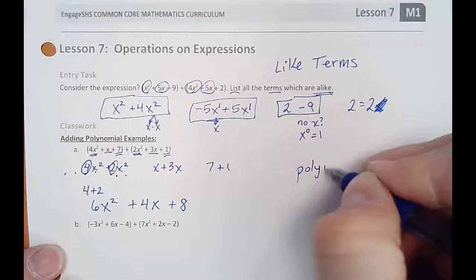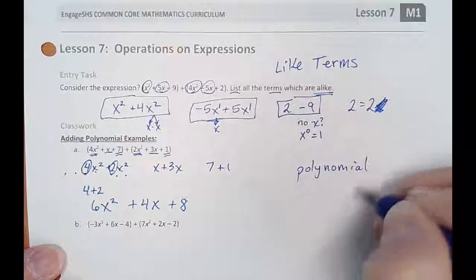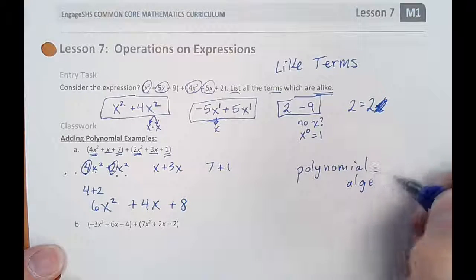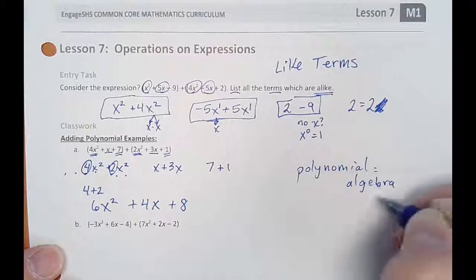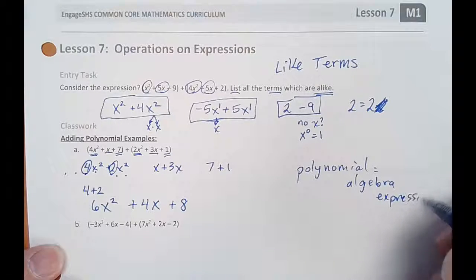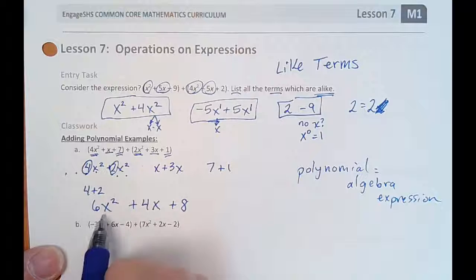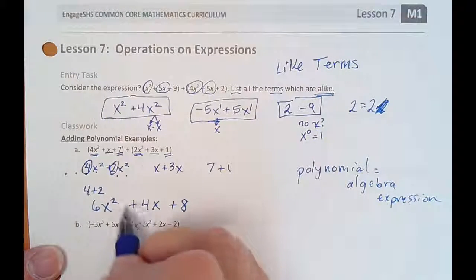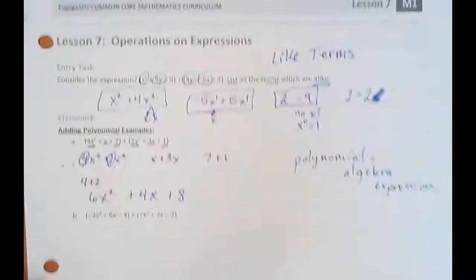By the way, a polynomial is an algebra expression where you have variables, you have coefficients, and they're added or subtracted or grouped together.